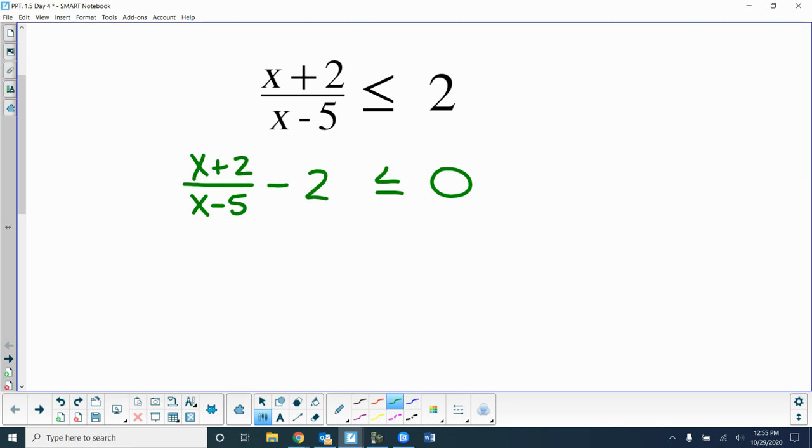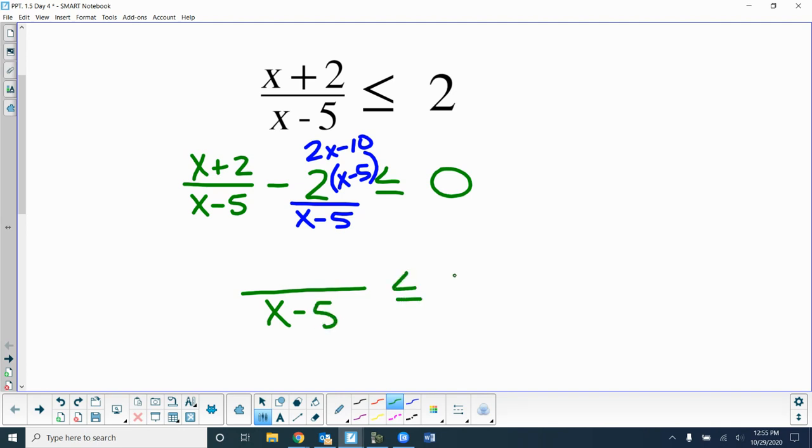How do I subtract 2 from that fraction? Common denominator, right? What is the common denominator? X minus 5, right? So since I added an x minus 5 to the denominator, I also got to do it to the numerator. But actually, I'm not adding it, I'm multiplying it by 2. So it's 2x minus 10 there. So I get x minus 5 for my denominator, and I just combine like terms.